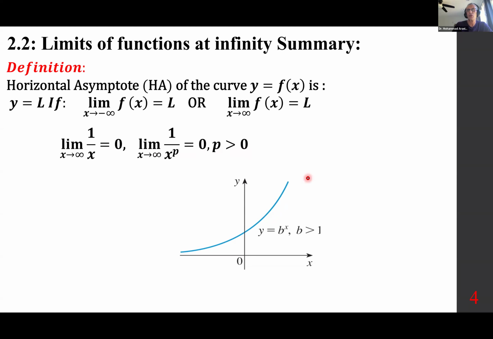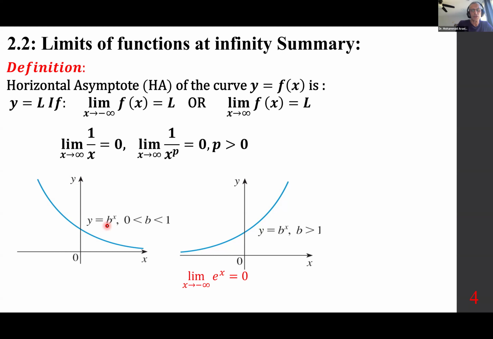This is an exponential function. It's an exponential growth because b is larger than 1, so y equals b to the power of x. That's also an exponential function, but b is between 0 and 1, which makes it an exponential decay. Therefore, as you can see, the limit of e to the power of x as x approaches minus infinity is 0. The limit of f of x as x approaches infinity is infinity refers to the first quadrant.